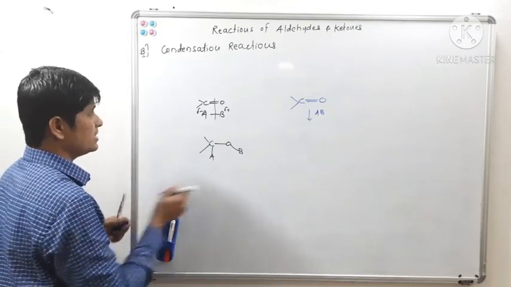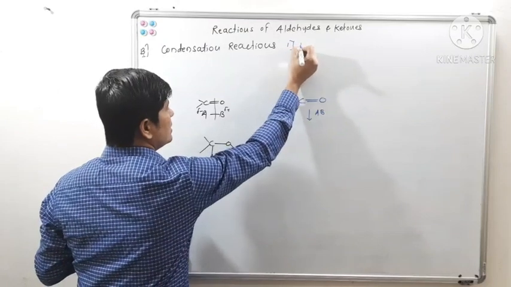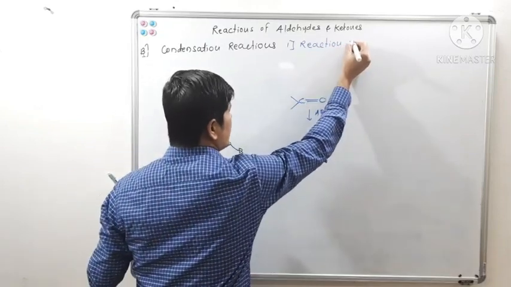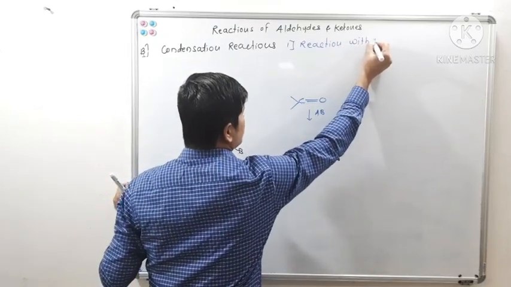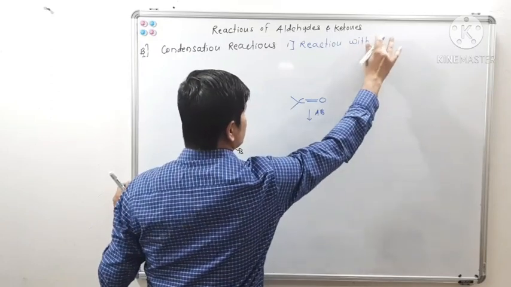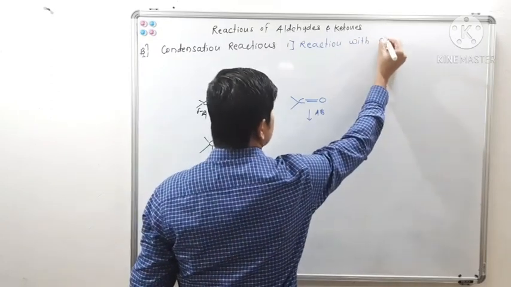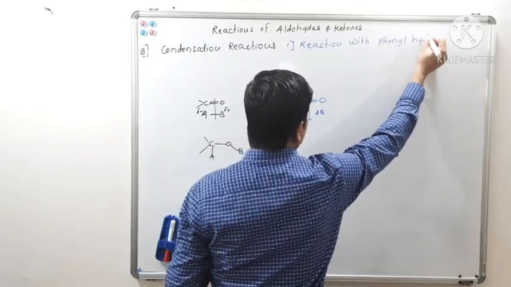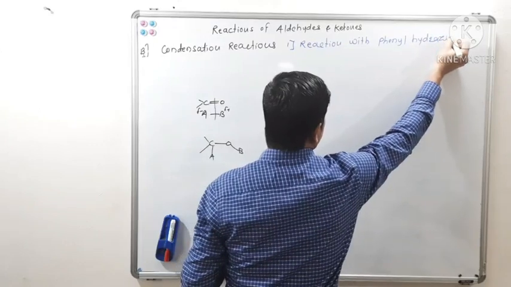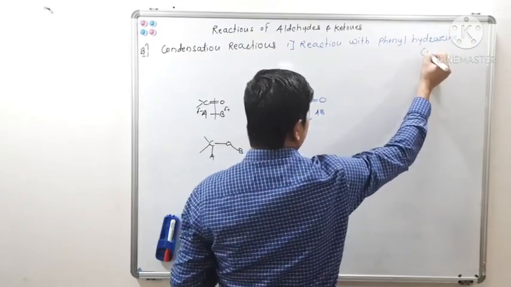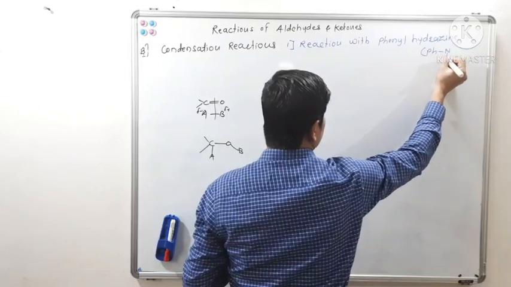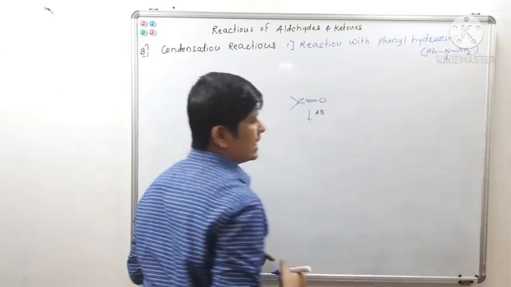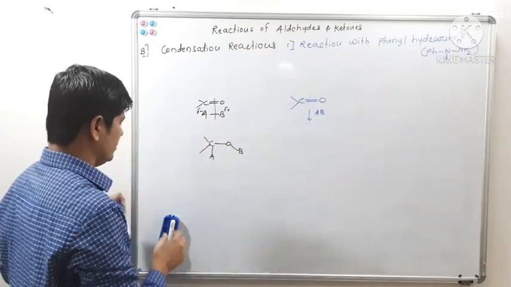The first example in condensation reaction is reaction with phenylhydrazine. Reaction of aldehyde and ketone with phenylhydrazine. What is the formula for phenylhydrazine? PhNHNH2. Phenylhydrazine, isn't it? Now let us see.